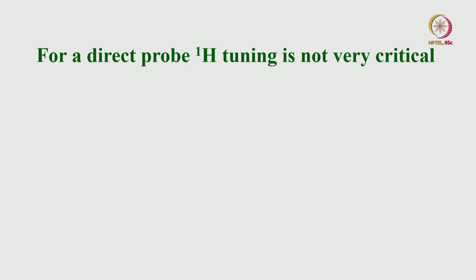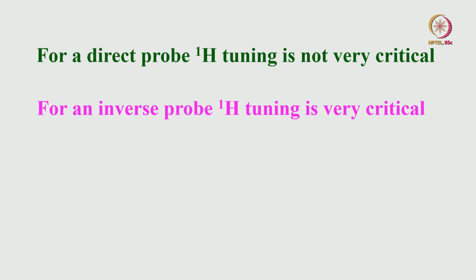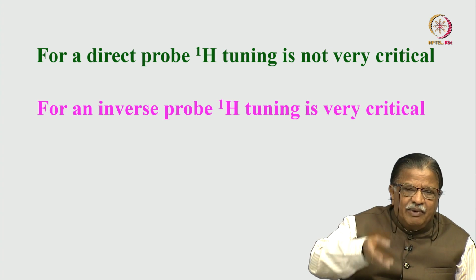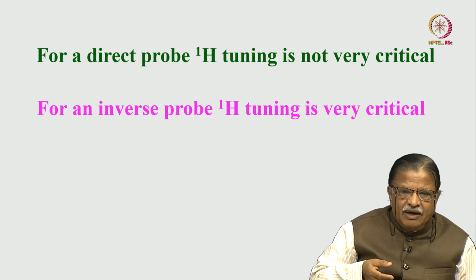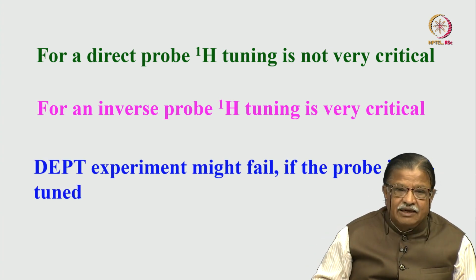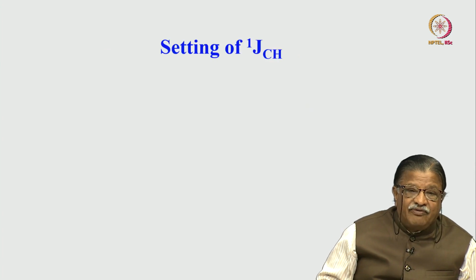For a direct probe, tuning is not very critical, since you are directly seeing carbons. For the inverse probe, tuning is very critical. If you do not do it properly, you will make a mistake. In DEPT 90, with a slight variation in the angle, you may get the CH2 peaks positive or negative instead of only CH peaks, and that gets confusing. So the DEPT experiment might fail.